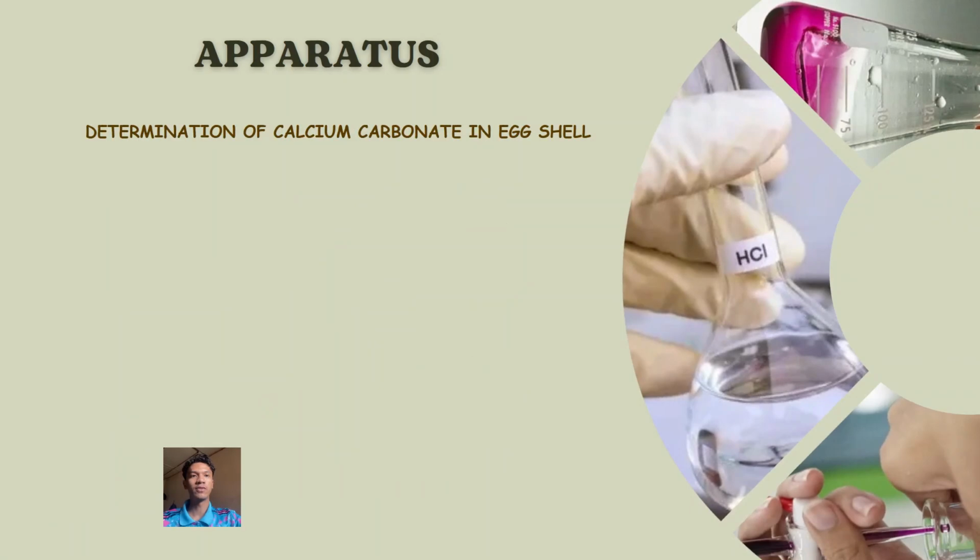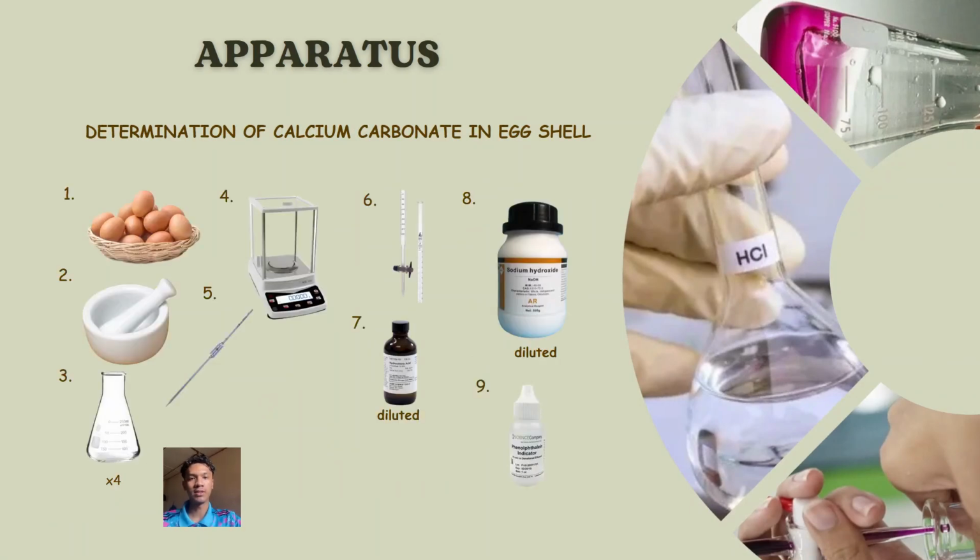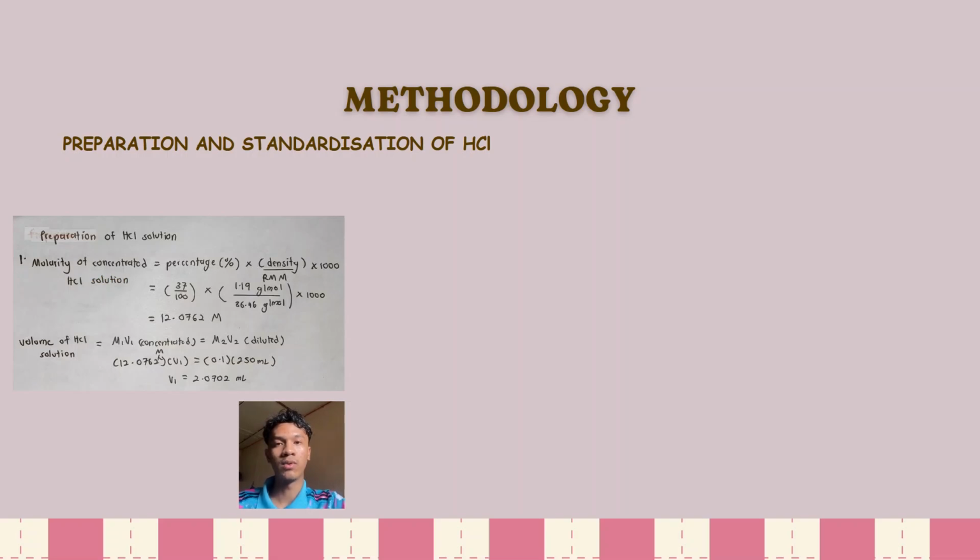For determination of calcium carbonate in eggshell, we are using the egg, mortar and pestle, conical flask, pipette, analytical balance, burette, diluted hydrochloric acid, diluted sodium hydroxide, and also phenolphthalein indicator. For the methodology of preparation and standardization of hydrochloric acid, we are going to calculate the volume that we are going to use, that is 2.0702 milliliters.